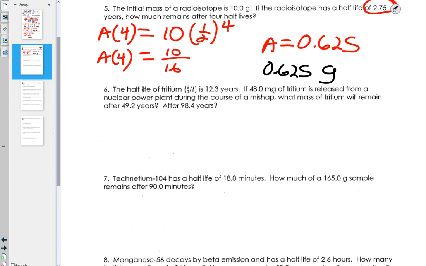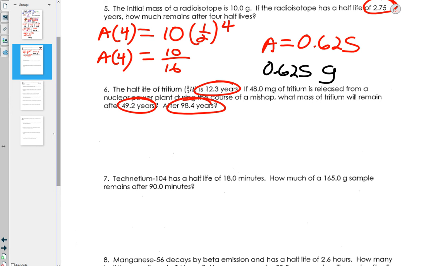The half-life of tritium, 3-1H, is 12.3 years. If 48 milligrams of tritium is released from a nuclear power plant during the course of a mishap, what mass of tritium will remain after 49.2 years? And then how much will remain after 98.4 years? These numbers given in years are just to help you determine how many half-lives. Maybe skipping steps will help you.